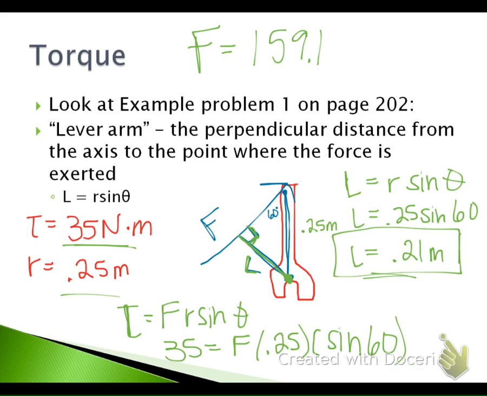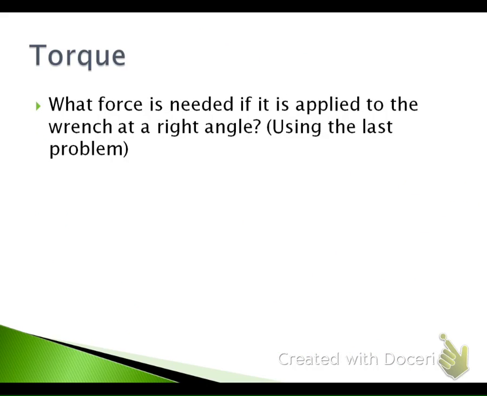So we're going to keep in mind this same exact problem. What force would we need if we wanted to apply this force at a right angle instead of at a 60-degree angle? So if our diagram looks like this, we have our wrench. So 35. And we're applying a force right here this time.